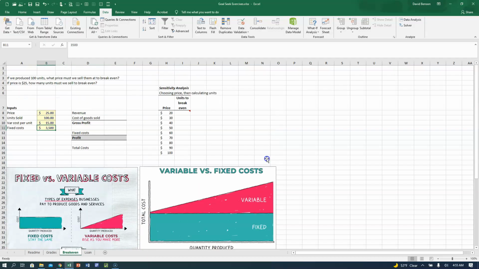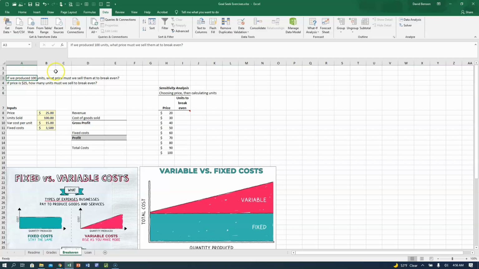So what this is going to look like in practice here is I've got down here, if we produce 100 units, what price must we sell them at to break even? And then if the price is $25, how many units do we have to sell to break even? So I'm going to start with this price is 25 first, and then we'll go to this 100 units. So in this one, we're changing the number of units, but holding price constant at $25. This one we're saying, look, what if I have 100 units, or I've already produced 100 units, what do I have to sell them for to break even?